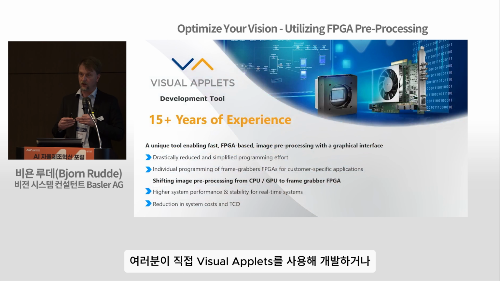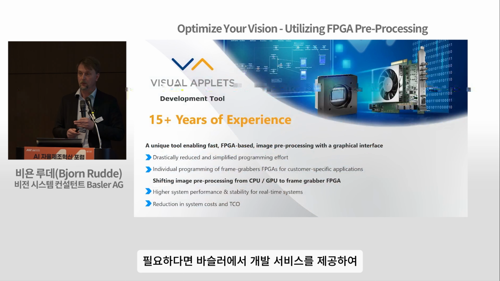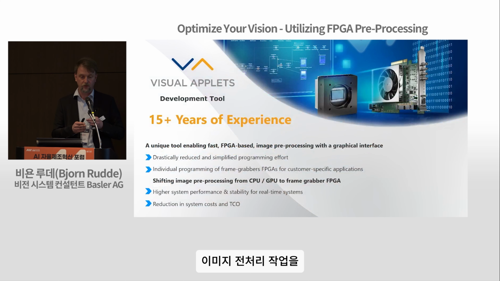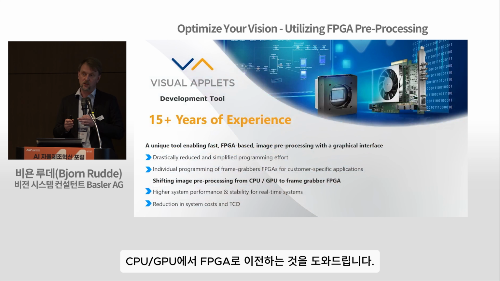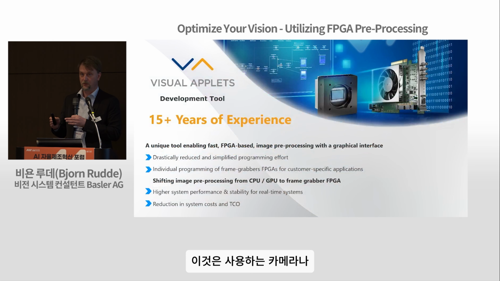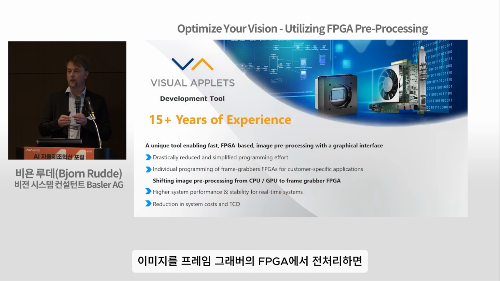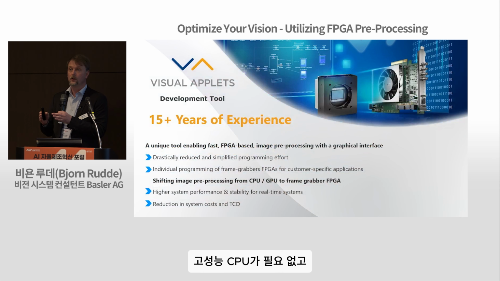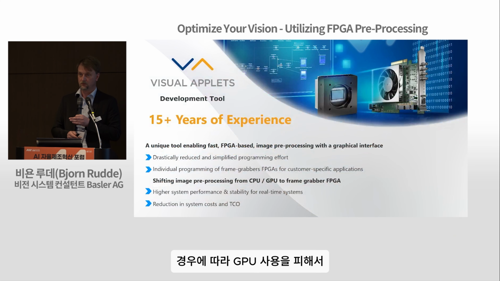So the customer on its own, or we as a company, we can deliver a development service so that you can shift your image pre-processing from a CPU and GPU part into the frame grabber that is related to your camera being used. When shifting the image pre-processing into the FPGA of the frame grabber, you don't need a very strong CPU, or you can, for example, also sometimes avoid using a GPU, so you can reduce your system cost by shifting the pre-processing into the FPGA of the frame grabber.